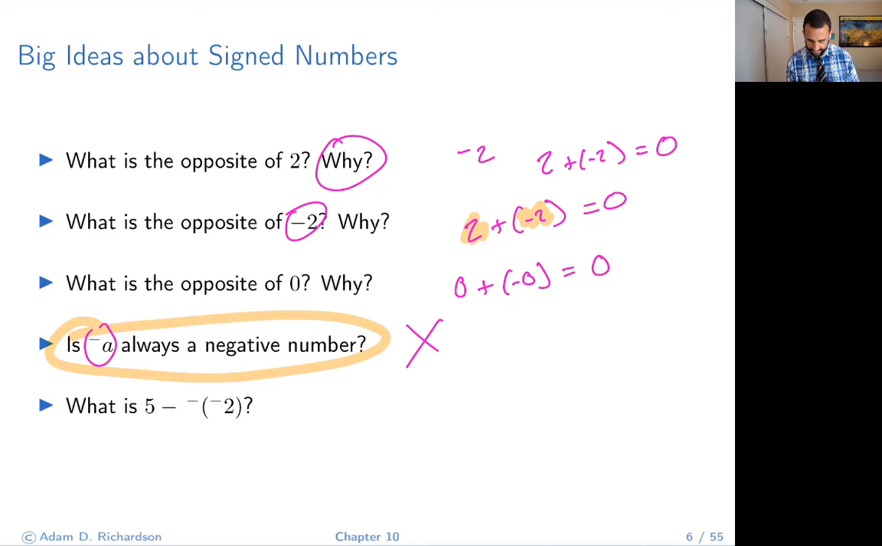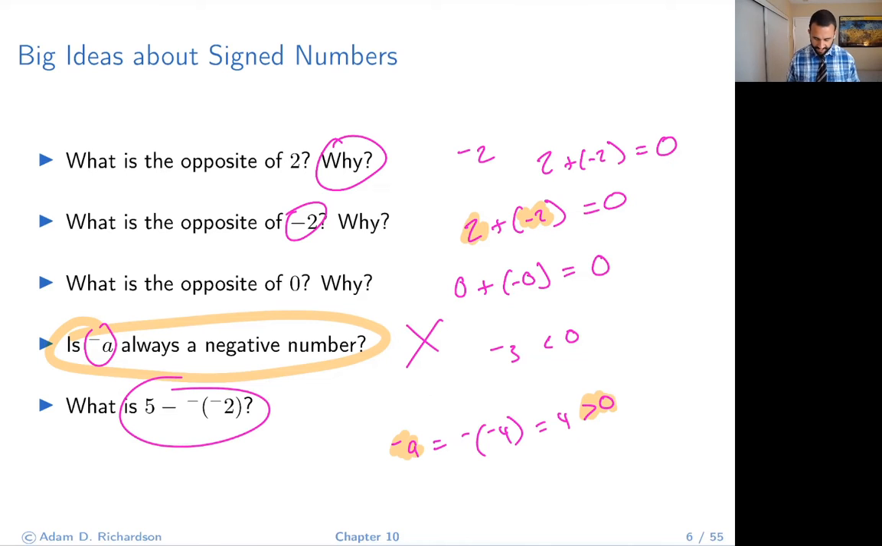Here's an example. Let's say A is 3. So negative 3 is negative, right? So this is actually a negative number. It's less than 0. But what if A is negative 4 itself? Then negative A is negative negative 4, which is 4, which is greater than 0. So in this situation, this symbol is representing a positive number. So it's hazardous to say negative A, positive A, because sometimes it's not going to be negative, sometimes it's not going to be positive. That's the idea. I think I talk about that on the next slide.